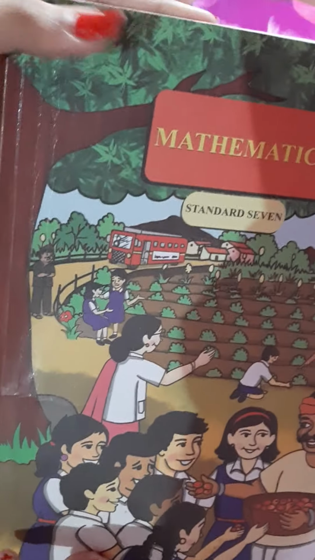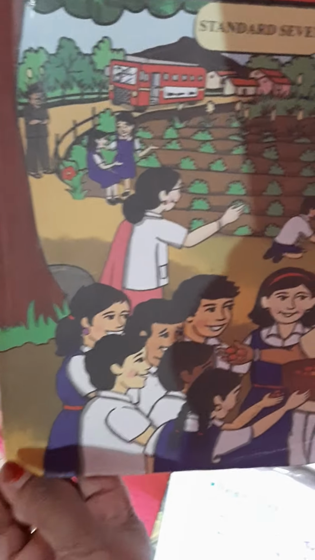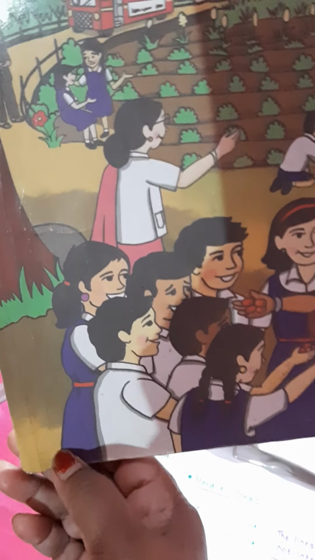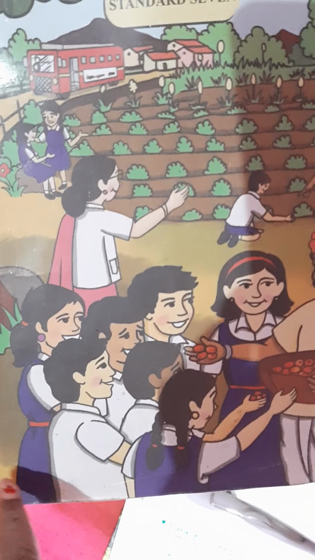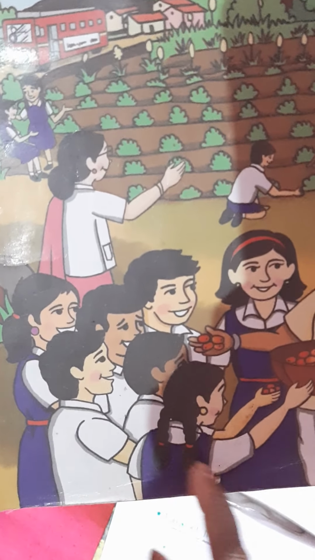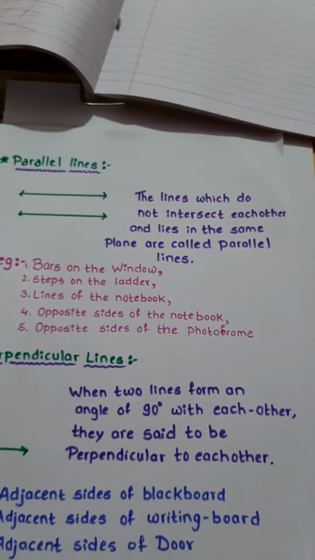Look at this, this is the vertical side and this is the horizontal. Here a 90 degree angle is formed. So these adjacent sides are perpendicular. Where 90 degree is formed, those sides are said to be perpendicular lines.